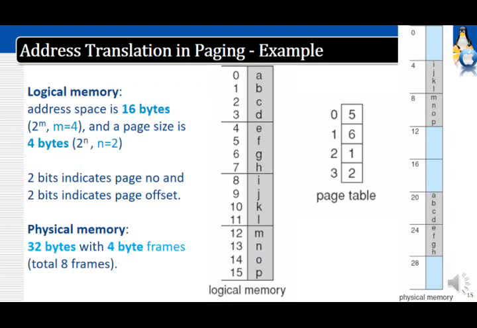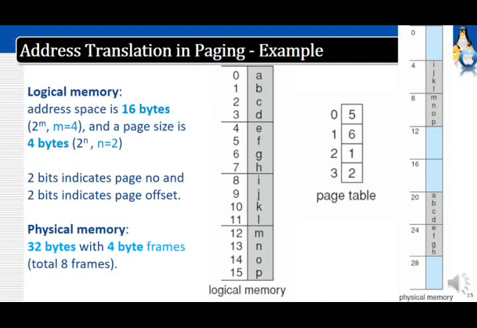We can see a detailed example. Consider that the logical address space is 16 bytes and the physical memory size is 32 bytes. So 16 when represented in powers of 2 is 2 power 4 and 32 bytes when represented in powers of 2 is 2 power 5. In this example, we are considering that the size of the page is 4 bytes, which means that in each page I can hold 4 bytes.